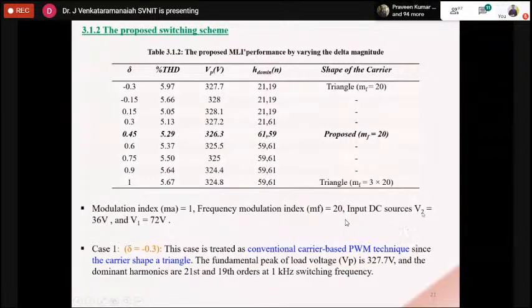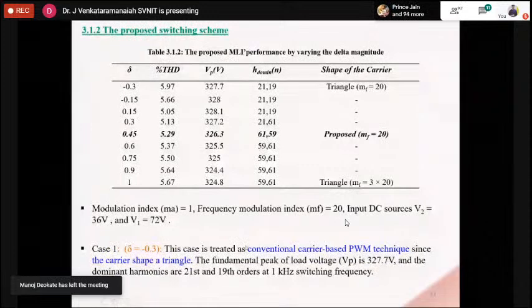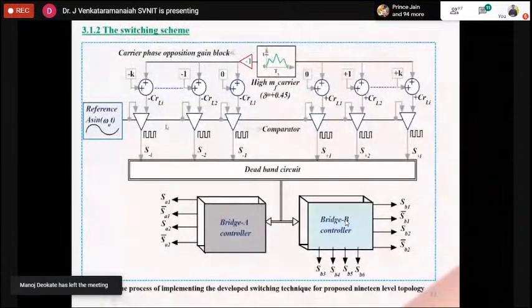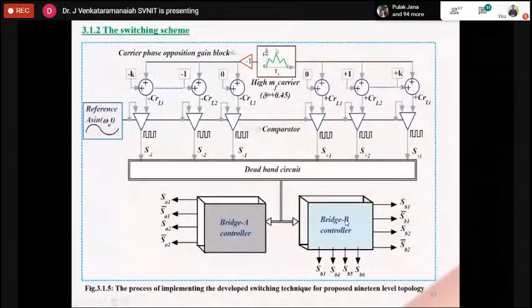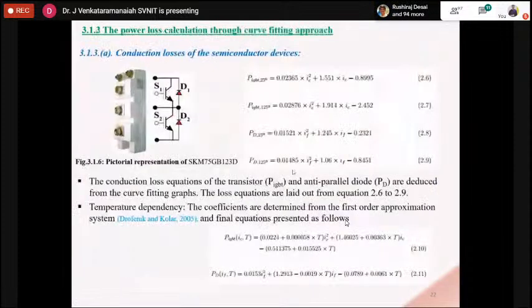The DC values, as I said earlier, are like this, in a 1:2 ratio. This is the way we can implement this new carrier waveform. And a deadband circuit is mandatory from the complementary switches perspective. So we have to use a deadband circuit, and when we give the pulses to the bridge A controller and bridge B controller, you can implement this complete switching scheme for attaining the 19 level PWM output waveform.